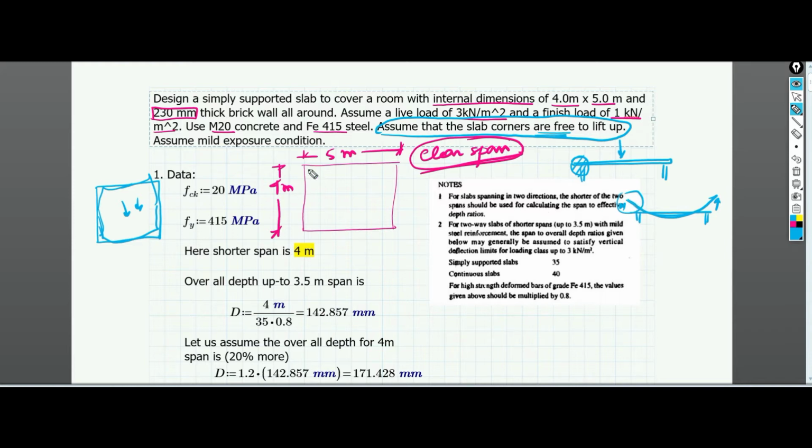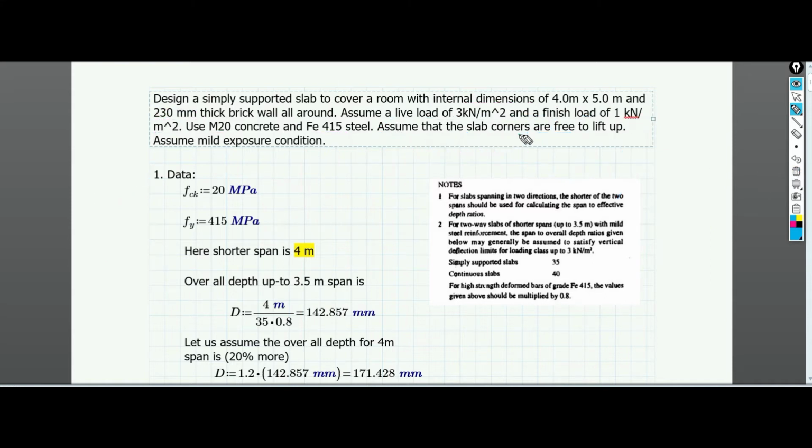But if the corners are fixed, that means they are not free to lift up. What will happen? It is not freely going upward, that means you have to hold it down. In that case, some torsional moment, some torsion will develop. You have to take care of that torsion. Other than that, if the statement says that the slab corners are free to lift up, that means it's a simply supported slab.